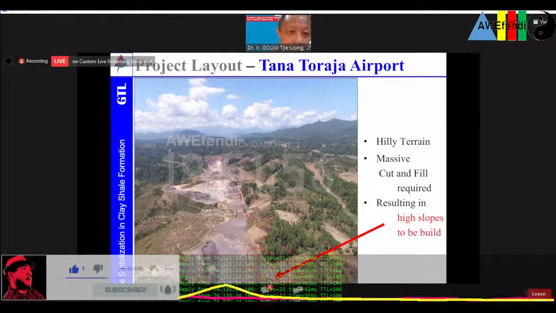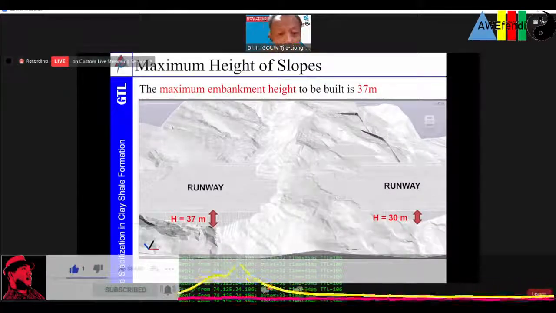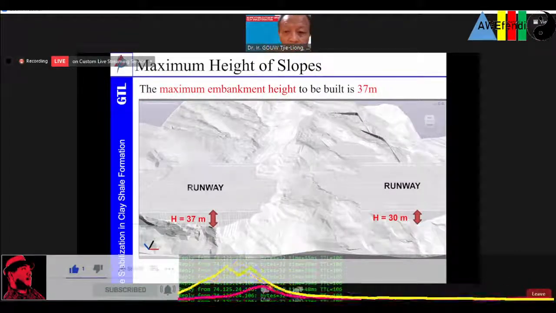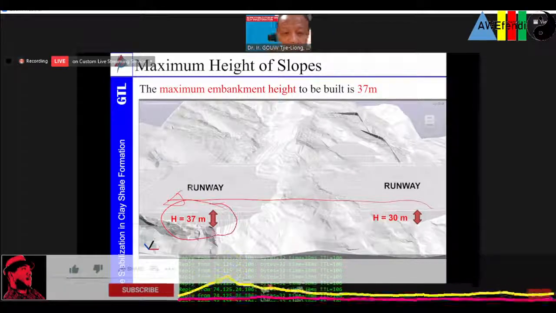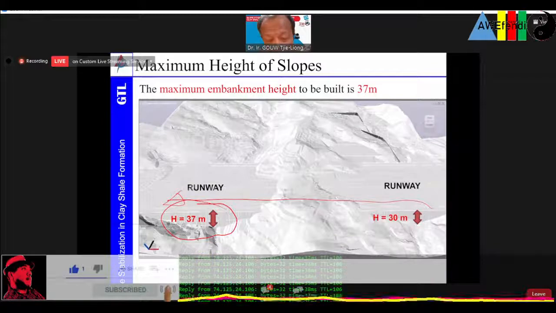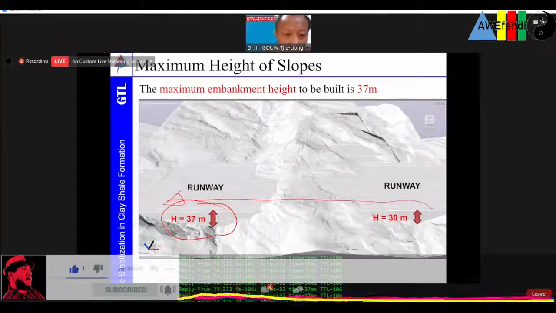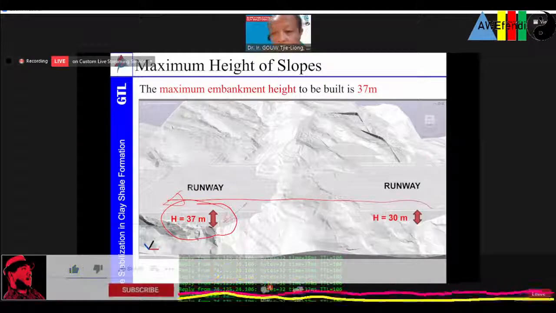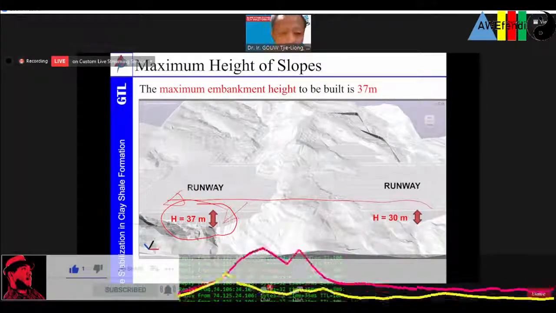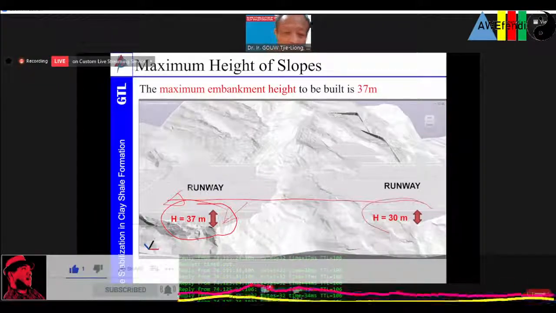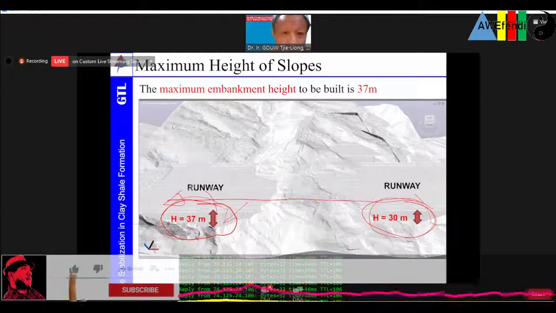And it happened. The maximum embankment height along the runway, this is the runway running that way, is the 37-meter high slopes. After it was built, we can see the picture later on. The highest is 37 meters high, running from around 15 meters to about 37. These are the two sections that are highest. One is 30 meters, the other one is 37 meters.